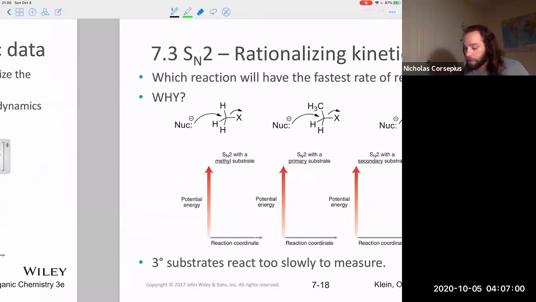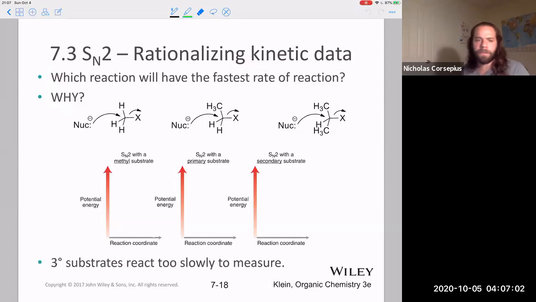All right, so now I want to draw free energy diagrams that compare what happens with a methyl substrate to a primary to a secondary. And in all of these, we're going to say that our reactants and our products are at about the same free energy.